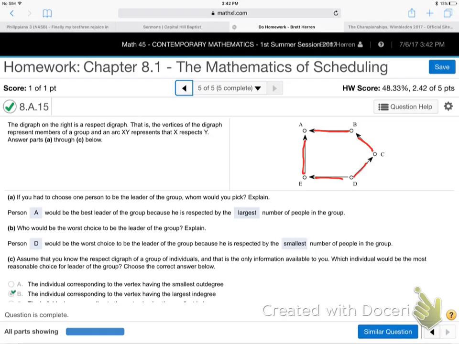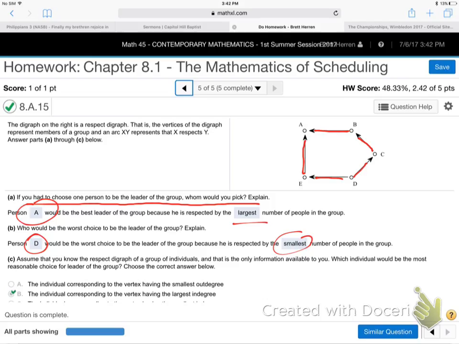Okay, so what does that mean about real life and how they relate? If you had to choose one person to be the leader of the group, who would you pick? You'd pick A. Why? Yes, 2 people respect A. That's more than anybody else. It's the largest number of people in the group. Who would be the worst choice? It would be D, because nobody respects D. Nobody's pointing to D. That's the smallest number.